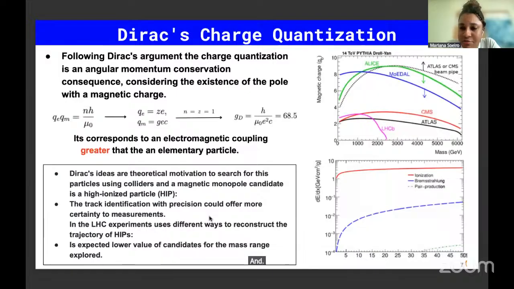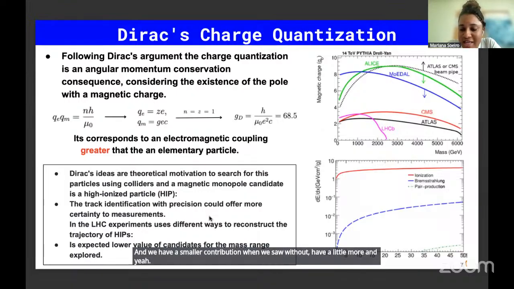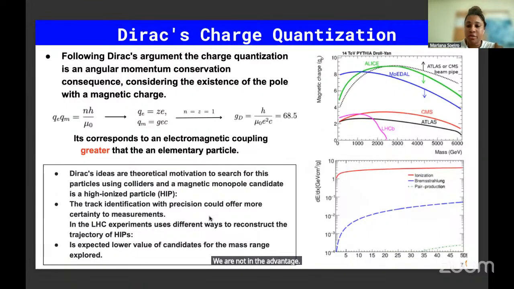We have a smaller contribution when we see LSM, without having a little more. And we are not at an advantage considering the statistical part, but we are in the game. You can understand how we can work with few events. Basically, this particle is dominated by ionization, and we will study that considering the dE/dx variable.